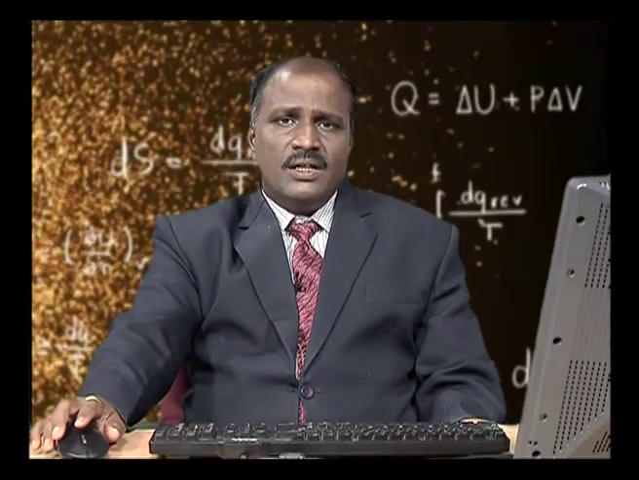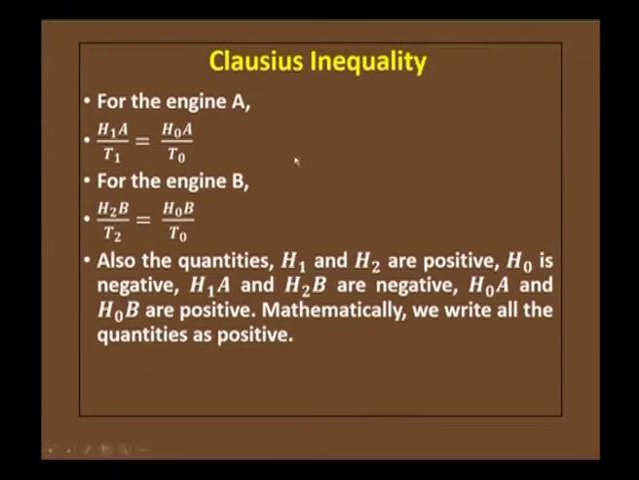Therefore, we can derive the Clausius inequality for the engines A and B. For the engine A, H1A by T1 is equal to H0A by T0. Similarly, for the engine B, we can write H2B by T2 is equal to H0B by T0. Therefore, the quantities H1 and H2 are positive and H0 is negative. Therefore, H1 and H2B are negative and H0A and H0B are positive. Mathematically, we can write all the quantities as positive.